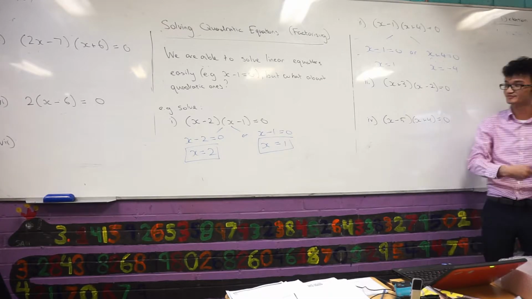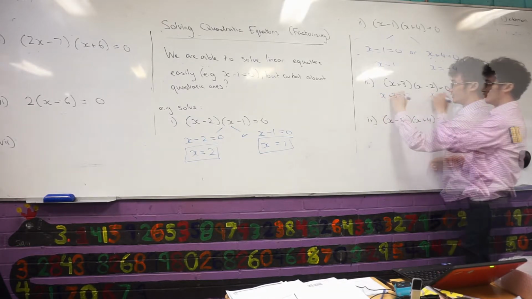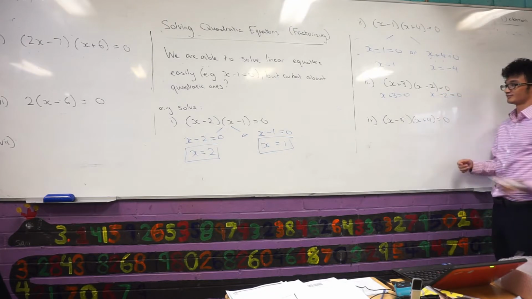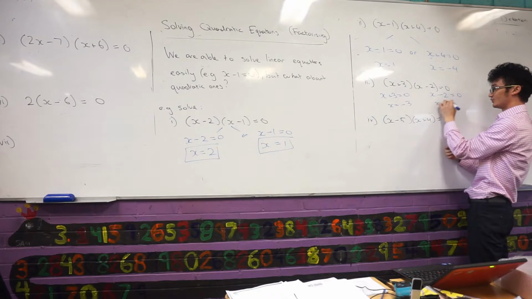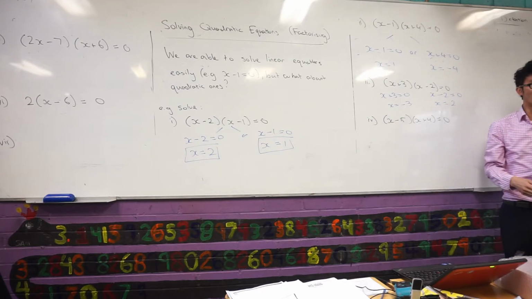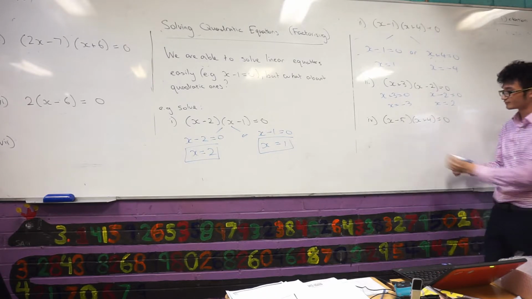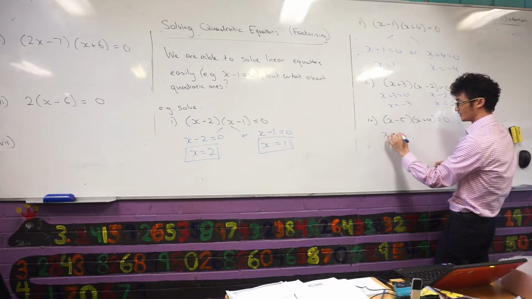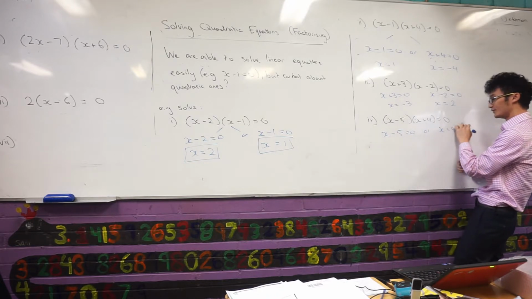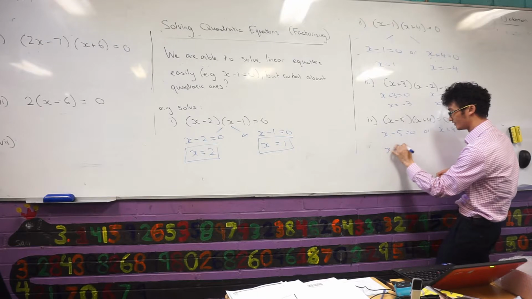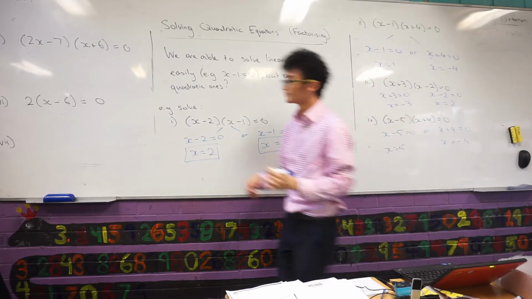What do I need to do? X plus 3 equals 0. Yep, so x plus 3 equals 0, or x minus 2 equals 0. And then x equals minus 3, or x equals 2. Awesome. Just into the next one here. X minus 5 or x plus 4. X minus 5 equals 0, yep, or x plus 4 equals 0, yep. And so x would equal 5, or x would equal negative 4. Okay.